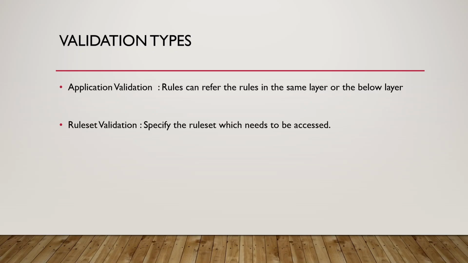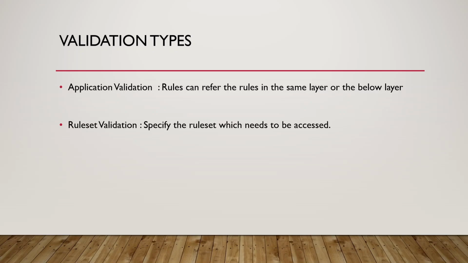So we are having two different types of validation. The first one is the application validation. The second is the rule set validation. What happens here? Whenever you create any rule set, Pega will set it as an application validation. The reason being, you can refer to the rules in the same layer or below layer.